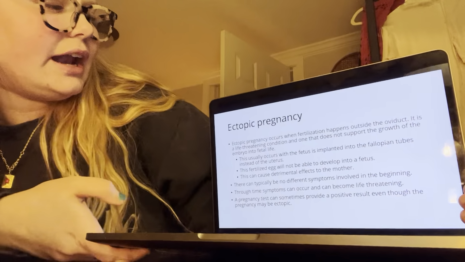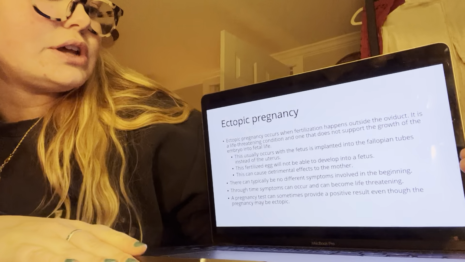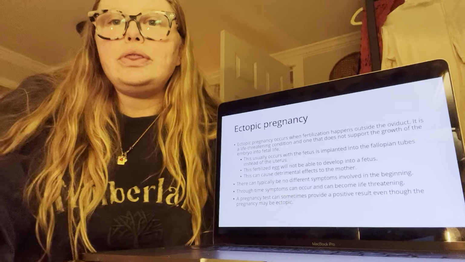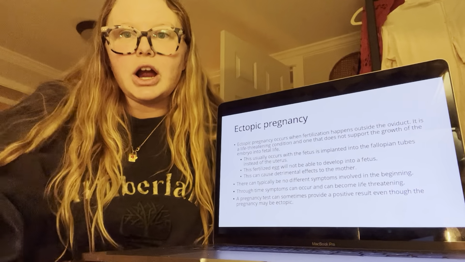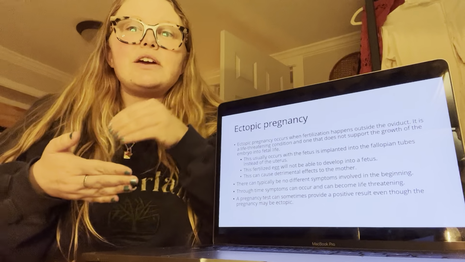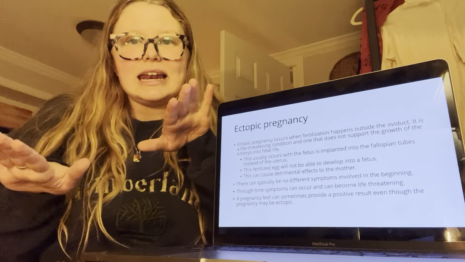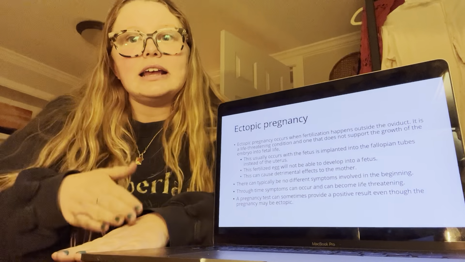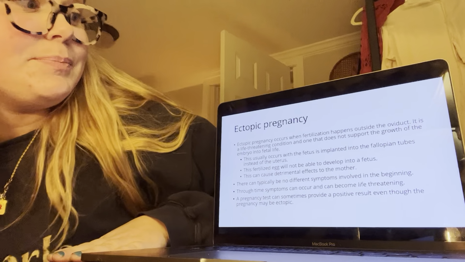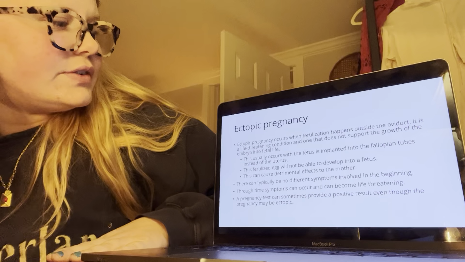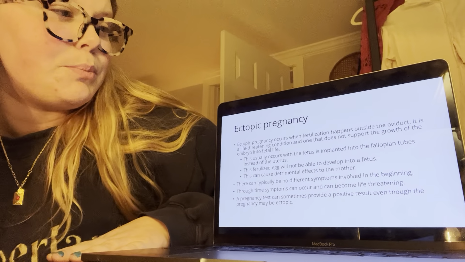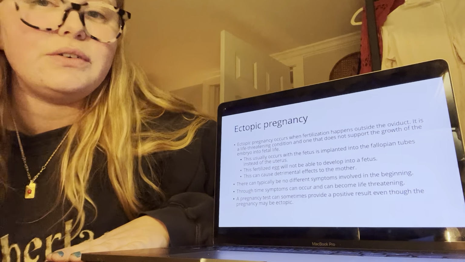Ectopic pregnancy occurs when fertilization happens outside the oviduct. The uterus is usually where a fetus is held and grown, but for ectopic pregnancies, this is going to happen outside of that. That is what causes the issues that we will be discussing. So it happens outside of the oviduct. It is a life-threatening condition and one that does not support the growth of an embryo into fetal life.